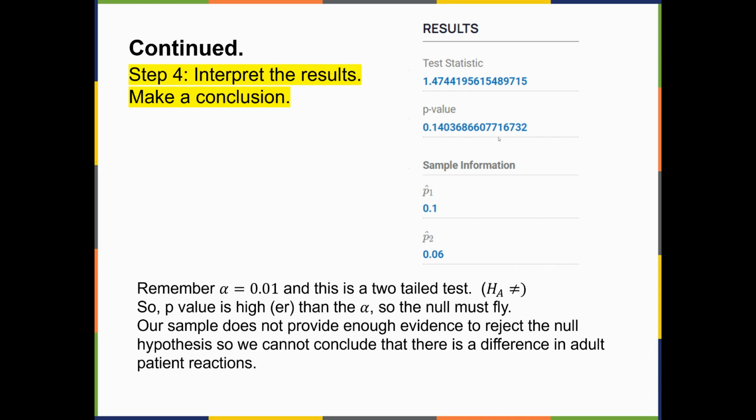When the p-value is high, the null must fly, so that means we do not have enough evidence to reject the null hypothesis. Remember, on this one, as with all the proportion comparisons we're going to be doing, the null hypothesis is that the proportion of patients in both samples were equal. So we cannot conclude that there is a difference in adult patient reactions given medication A or given medication B.